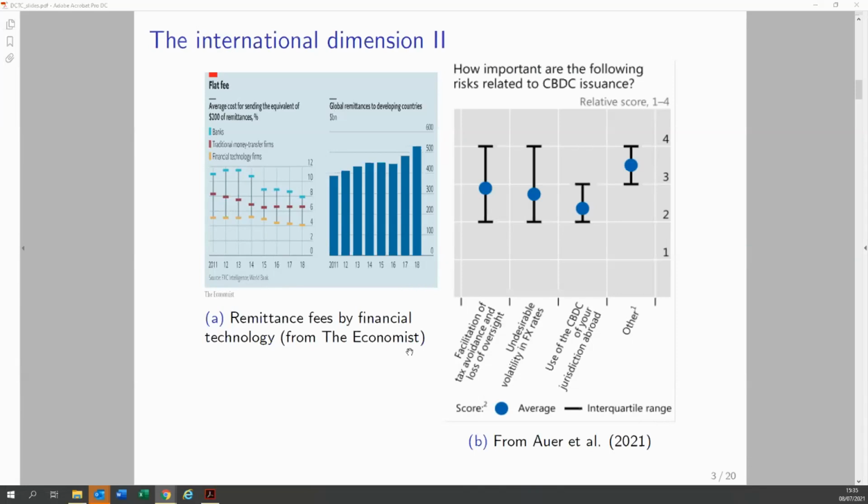One is the picture on the left, taken from The Economist, and that's about the potential benefits from introducing CBDC. This is giving you an estimate of the costs of sending remittances. Obviously, if you send remittances using bank transfers, that's more expensive than if you use, say, Western Union, and that's in turn more expensive than if you use something like WorldRemit or TransferWise. And then there's the hope that were CBDC to be introduced, these costs could fall further. That's just one example. Whereas here on the right, this is taken from the BIS annual report, which quoted this survey from Rafael Auer and co-authors from 2021. And as I already said, one of the areas of concern cited by central banks is the notion that there could be undesirable volatility in exchange rates and, by implication, in capital flows.